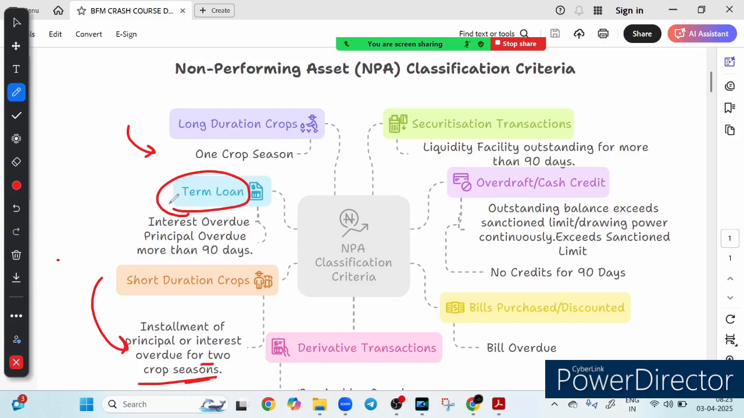Then if we talk about the term loan, remember, for a term loan, if the principal or interest is overdue for more than 90 days, here the 90 days concept is there. What is the meaning of overdue? If the principal or interest is overdue for more than 90 days, then the term loan becomes NPA.